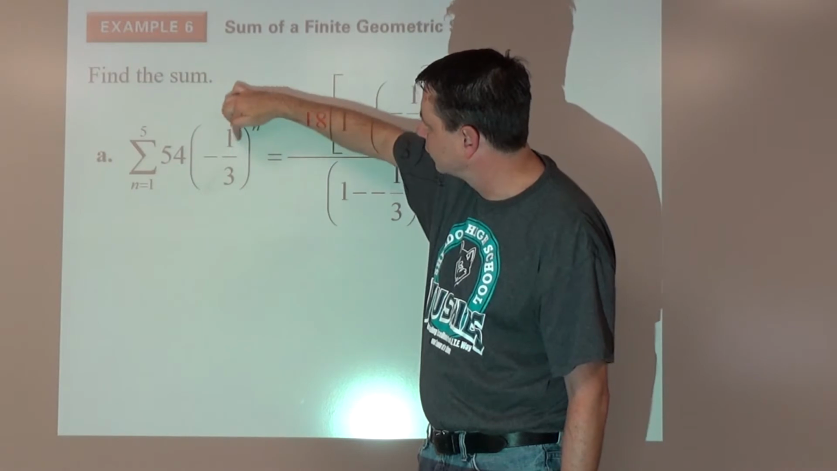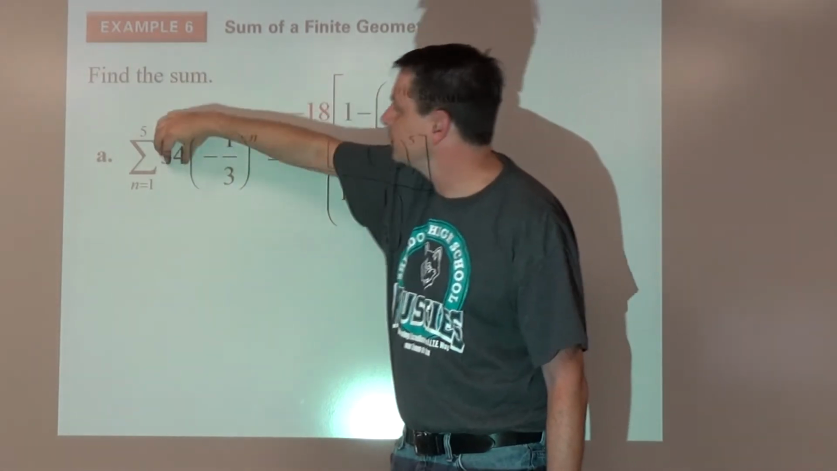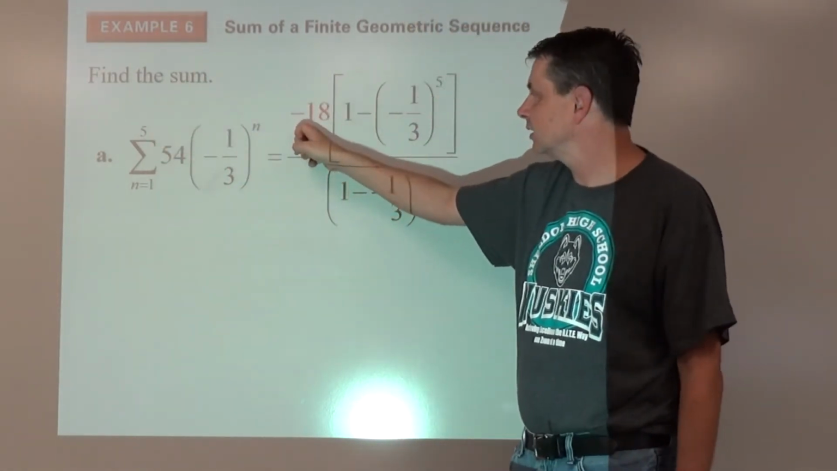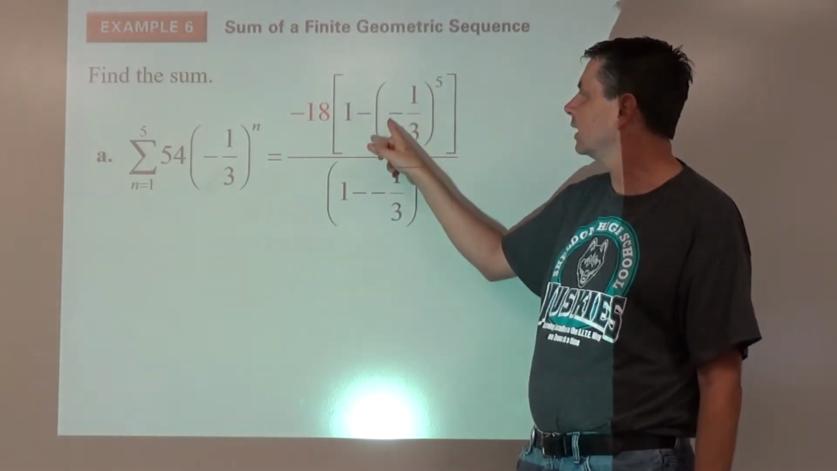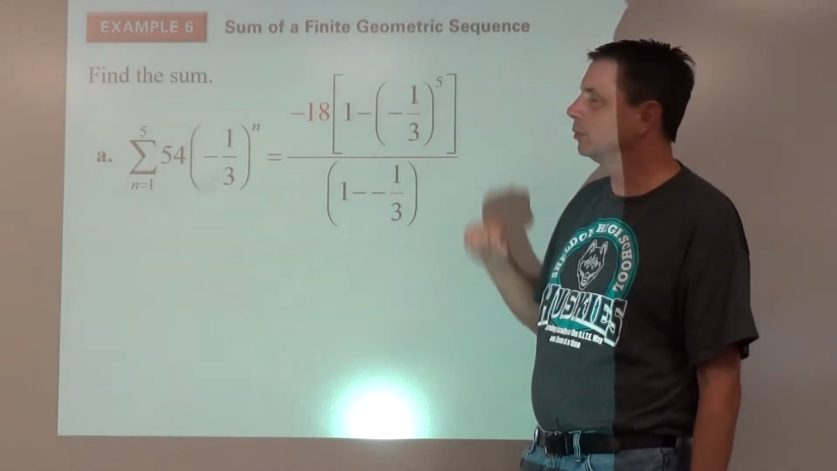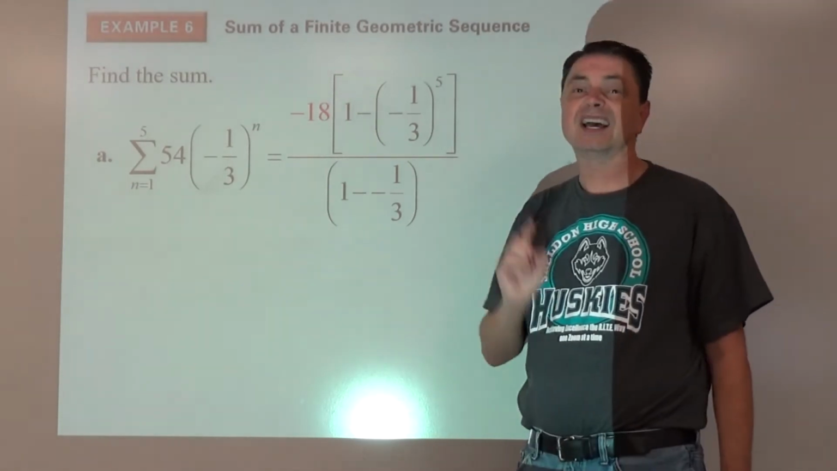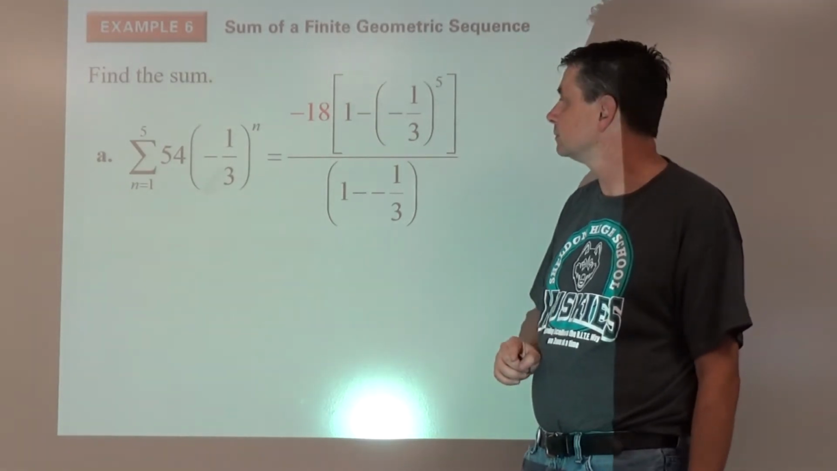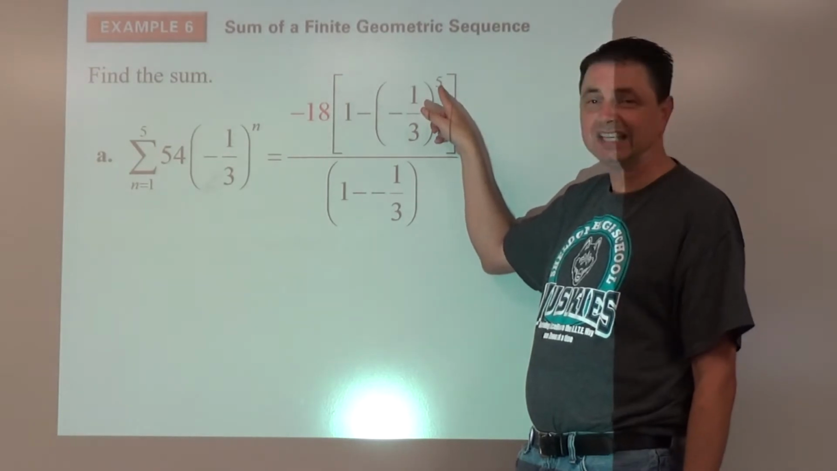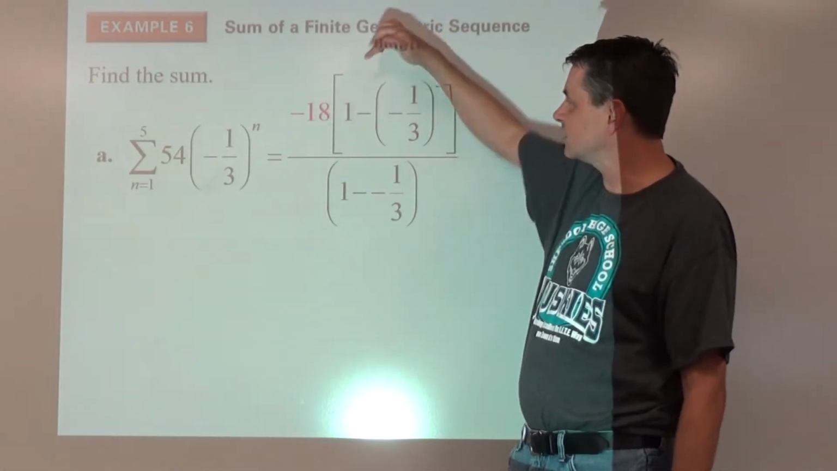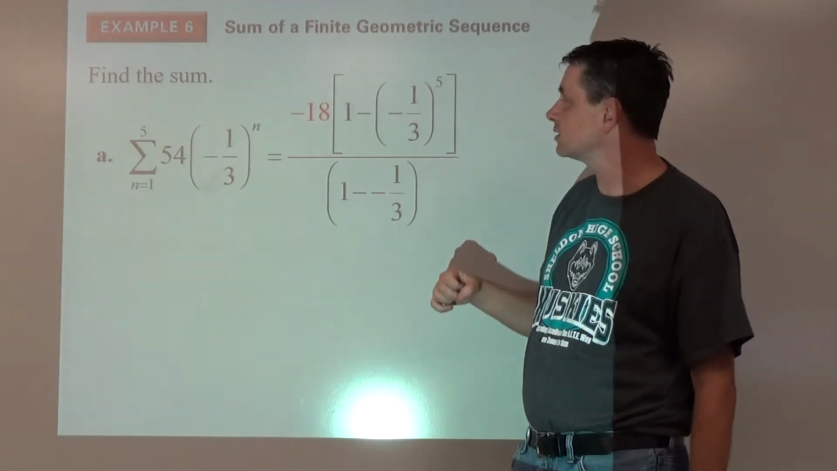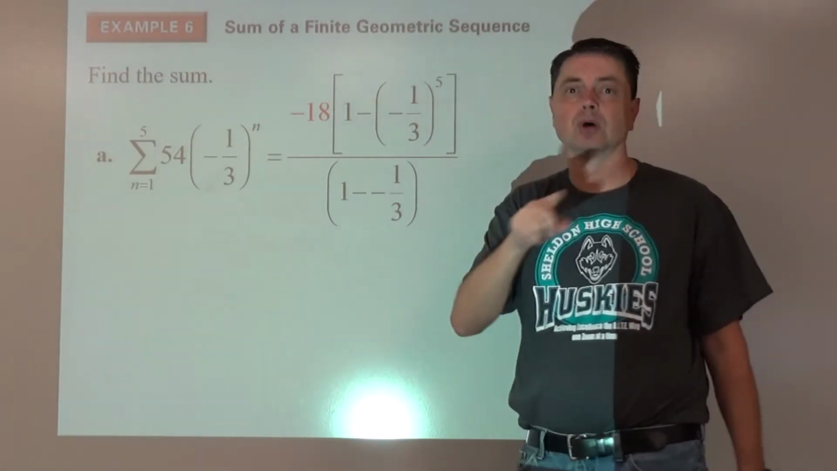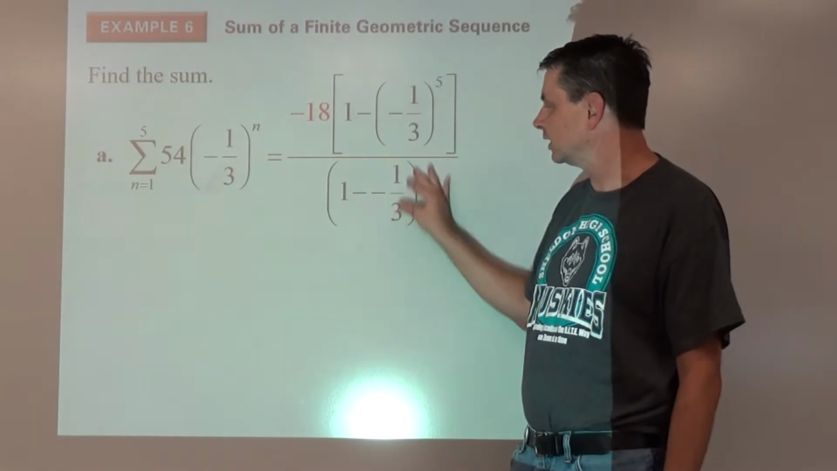So we get negative 1/3 to the first is negative 1/3. Multiplied by 54 is negative 18. Times 1 minus, be very careful here, okay? Negative 1/3 to the power of 5. As I said, be very careful here. If this is even or odd, it changes whether you should say that that just becomes plus. In general, with an exponent, don't do that. Here it's fine, there's no exponent.